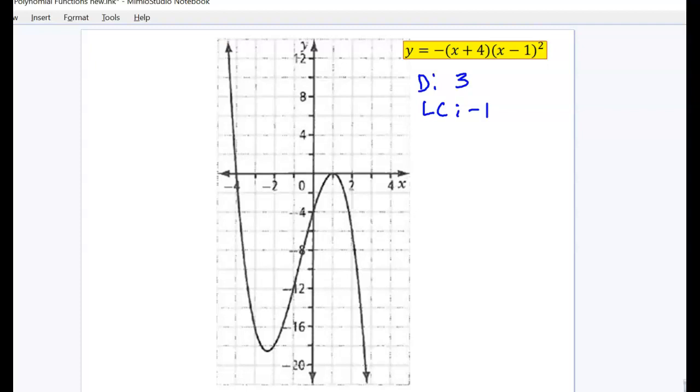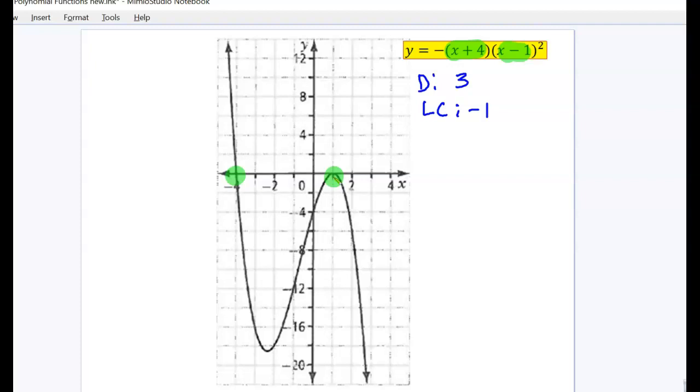Now, the key part is the zeros. What value makes x plus 4 zero? Well, that value, of course, is -4. And notice that is right there on the graph. And the value that makes x minus 1 zero is when x is 1, and that value is right there on the graph. Now notice the graph behaves differently at -4 and differently at 1.